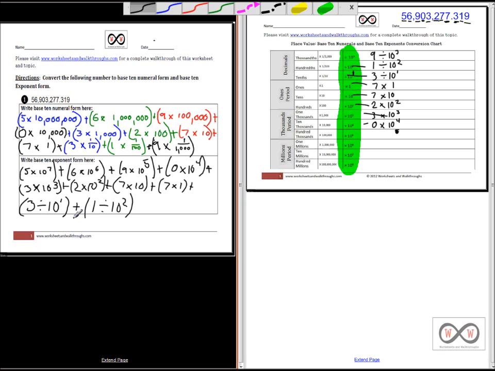Anyhow, and then we're left with this last digit of all, the 9 in the thousandths place. The 9 in the thousandths place is 9 divided by 10 to the 3rd power. And there you have base 10 exponent form. And with the conversion chart, it's as simple as that.